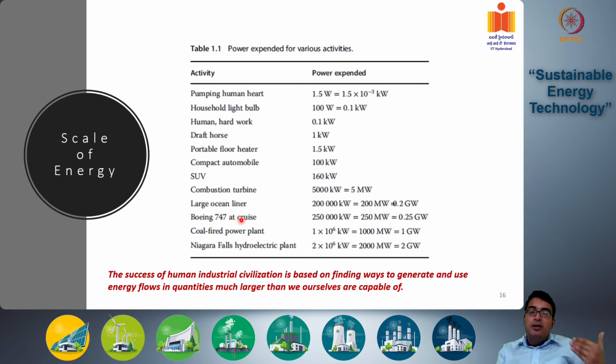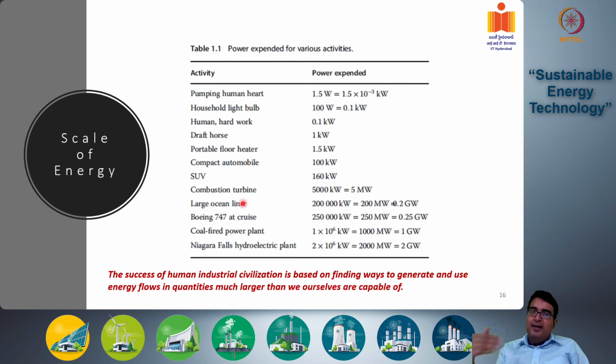Now you go into a large ocean liner, 200,000 kilowatts or 200 megawatts. So this is around 2 million human beings working together. So 2 million human beings working together will generate the same power as a large ocean liner. Similarly, a big aircraft like a Boeing 747 at cruise, not takeoff when it is generating a lot more power, just cruising through air, will expend 250 megawatts of power. So 2.5 million human beings working together can generate the same power as a single Boeing aircraft.